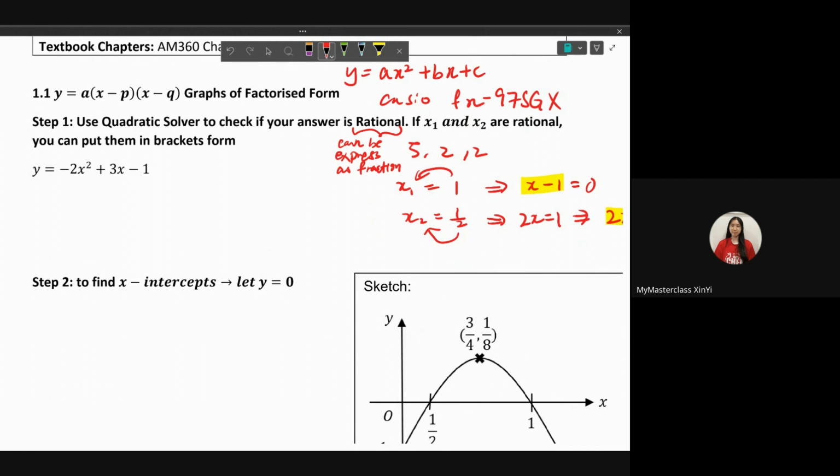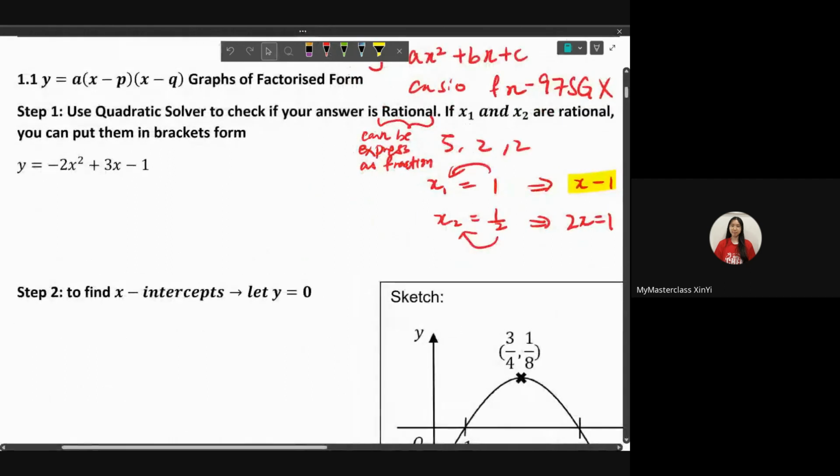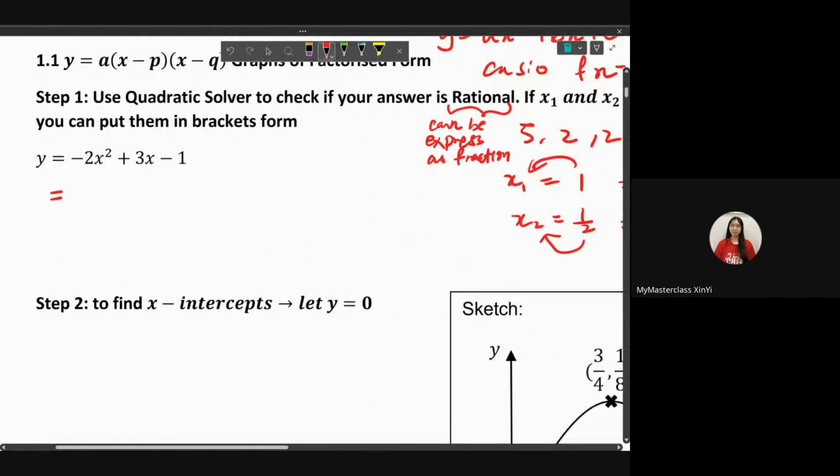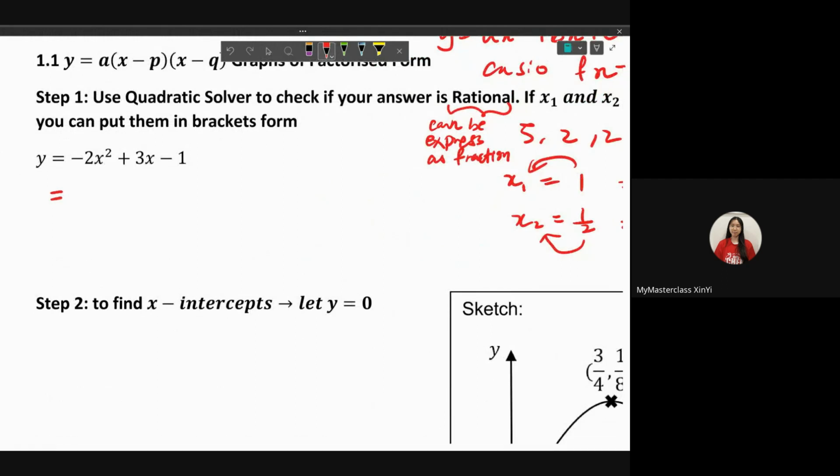Over here, this is rational inside your calculator, so you know you should do it in the factorized form. For factorized form, let's say for this example, when you have a negative coefficient in front of your x squared, always factorize out the negative first. So this becomes 2x squared minus 3x plus 1.